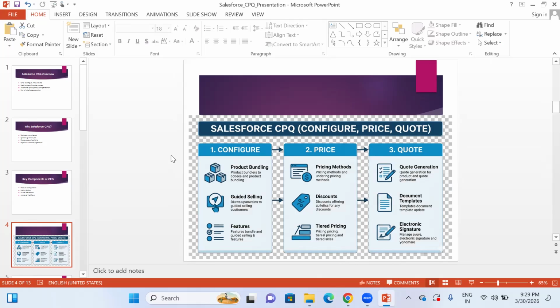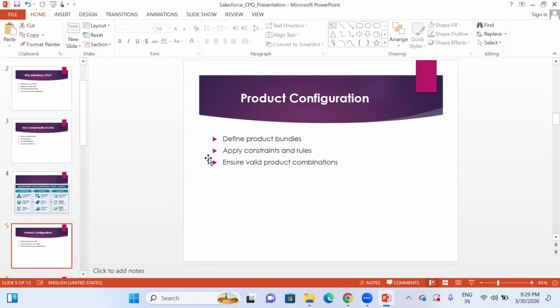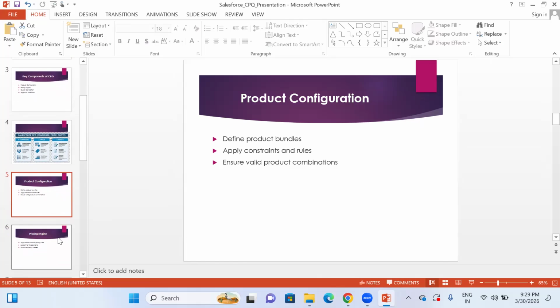We can configure product bundling, do the pricing methods, and generate quotes. Now, for product configuration, there are majorly three things I just told you: defining the product bundles, applying constraints and rules, which are nothing but business rules, and ensuring valid product combinations. Next, the pricing engine, wherein we apply discounts and pricing rules.